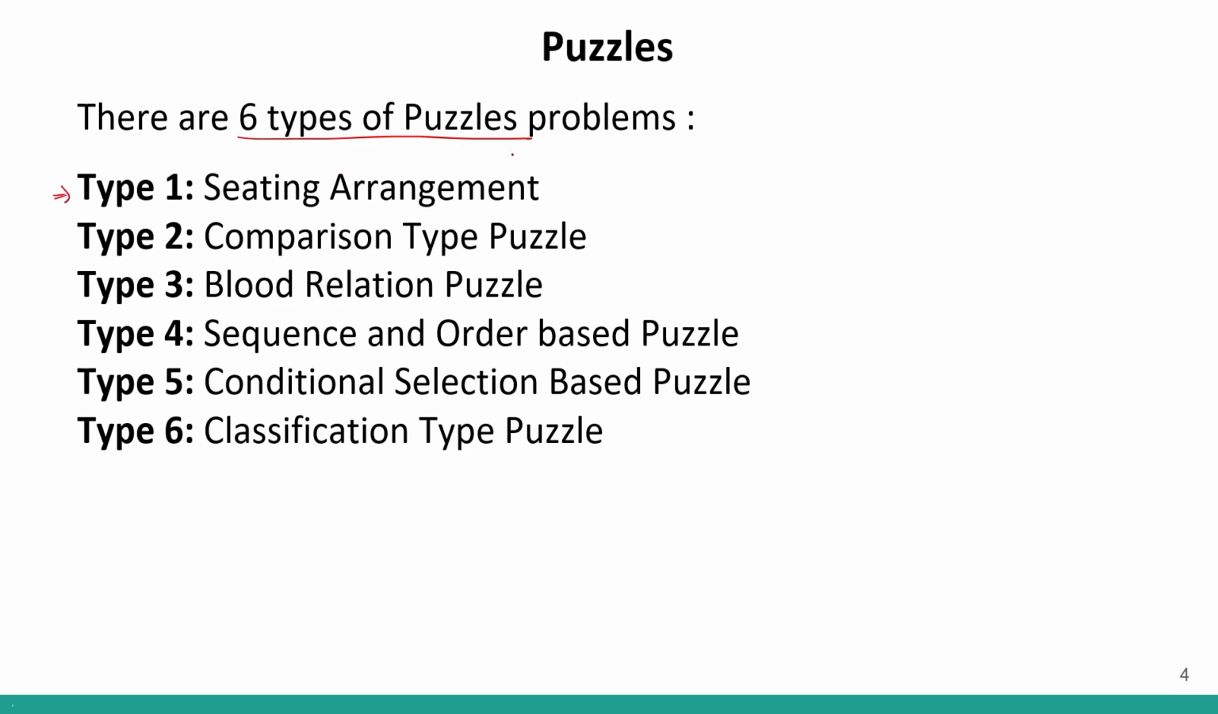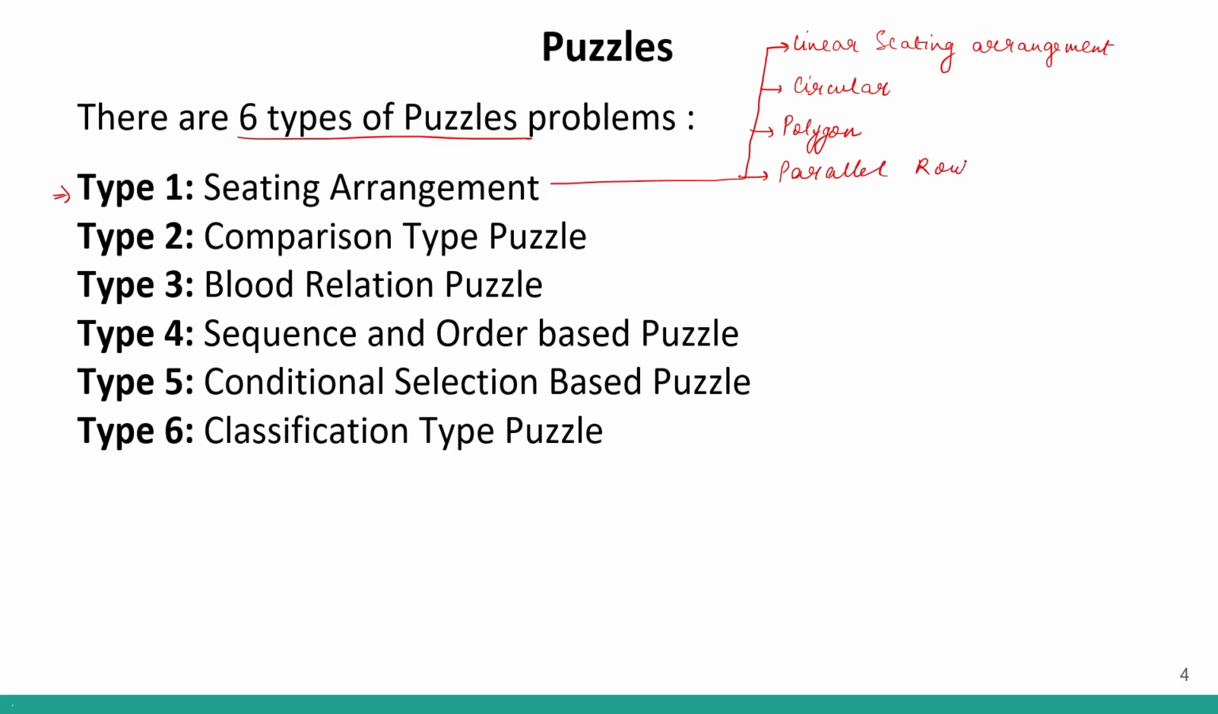We have a whole separate chapter on seating arrangement. In seating arrangement, you can get four types of puzzles. The first one is called linear seating arrangement. The second one is called circular seating arrangement. The third one is called polygon based seating arrangement. And the fourth one is called parallel rows seating arrangement.